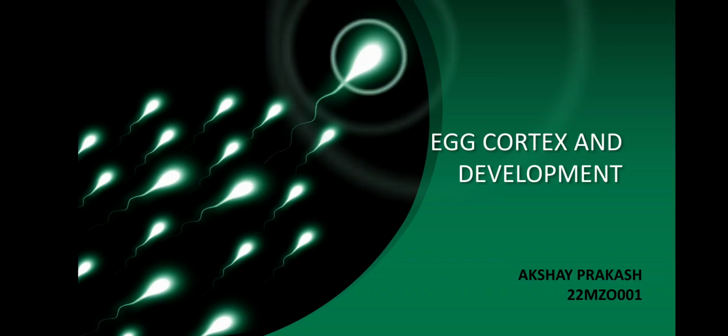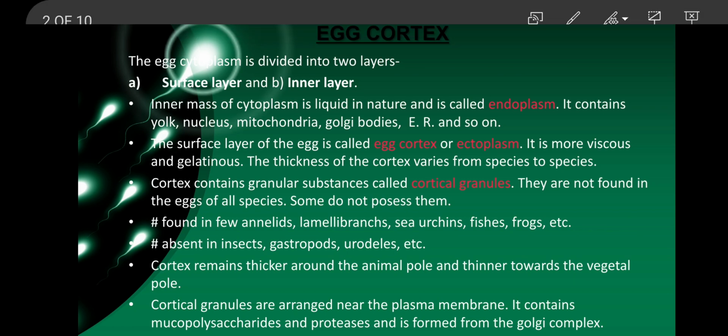Welcome to the session. Here we are going to discuss the topic egg cortex and its development. Egg is the female gamete which helps in the formation of individuals. So it has to be protected, and it consists of different coatings around it which help to protect it. It's called egg cortex. So we are going to discuss the components of egg cortex, how it is formed, and its development.